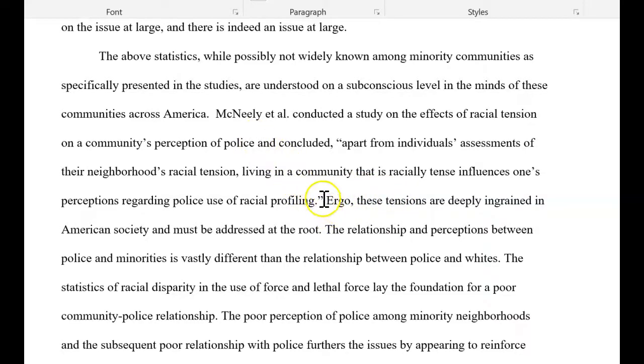Or maybe a better way to do it is: Siri Alang pointed to a study by McNeely et al. which showed... That's maybe a better way to do it. In that sentence, then, I indicate that Alang is the source I'm using. Alang is the one referencing McNeely. That's where this information on McNeely's study comes from, not the original McNeely, but through Alang.